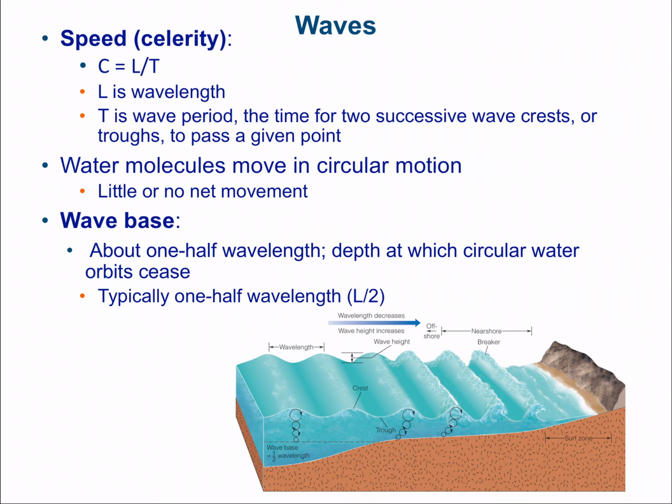The celerity, or speed of a wave, is given by the wavelength over the period. The period is the time for 2 successive wave crests or troughs to pass a given point. Now, as shown in this diagram, you can see that our water molecules move in a circular orbit. There is little or no net movement. The wave base, this dotted line, corresponds to about 1/2 the wavelength, and that is the depth at which the circular orbits cease.